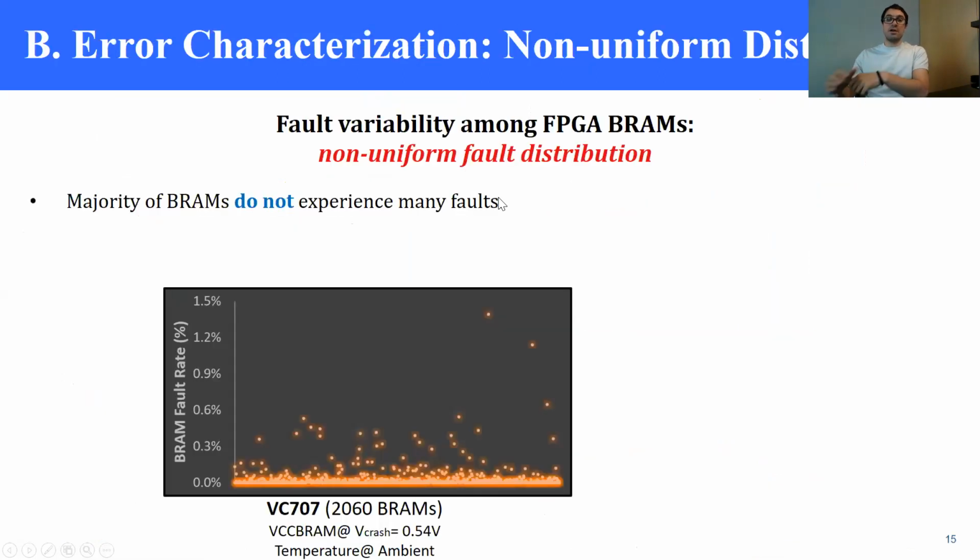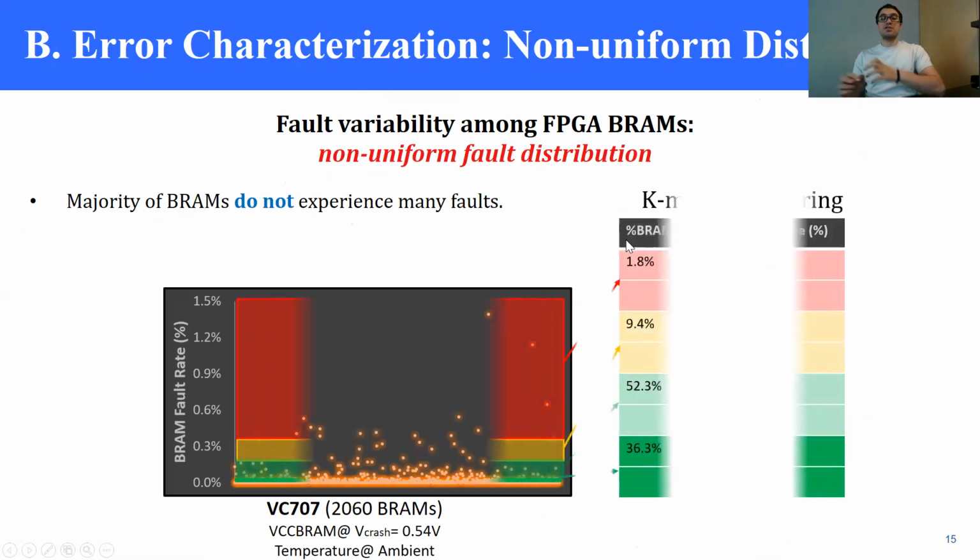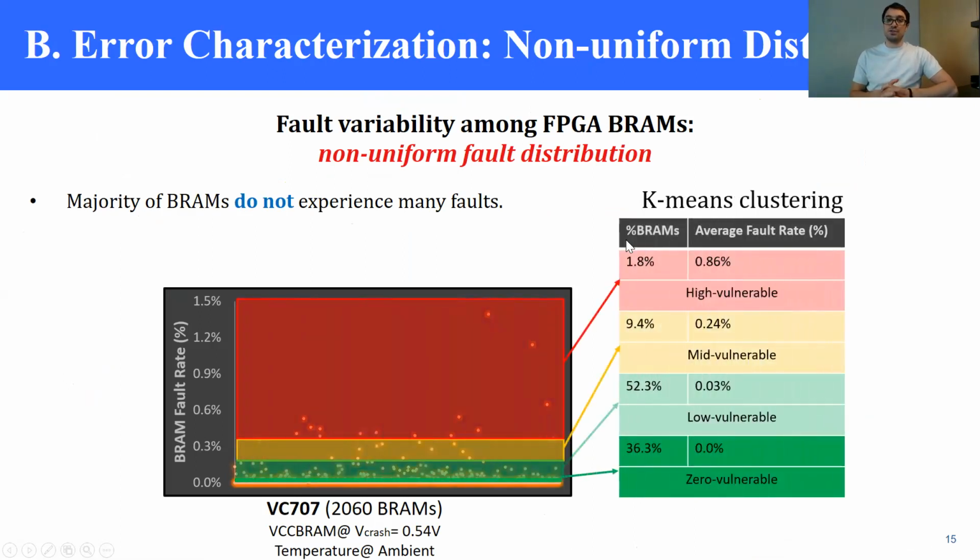Next I'm going to talk about a few of them. The first behavior is the non-uniform distribution of the faults. If you remember, I discussed that the block RAMs are distributed. There are many of them, distributed everywhere on the chip. But the errors that we observe are not uniformly distributed across all the block RAMs. What we observe is that this distribution is completely non-uniform.